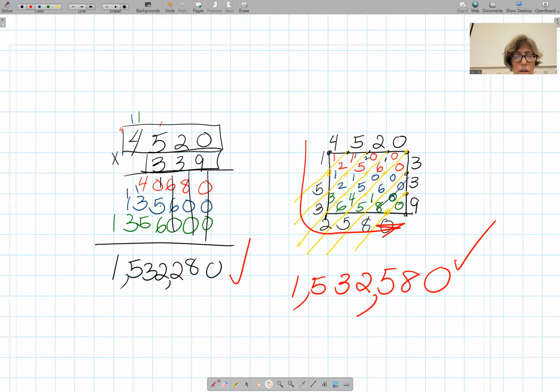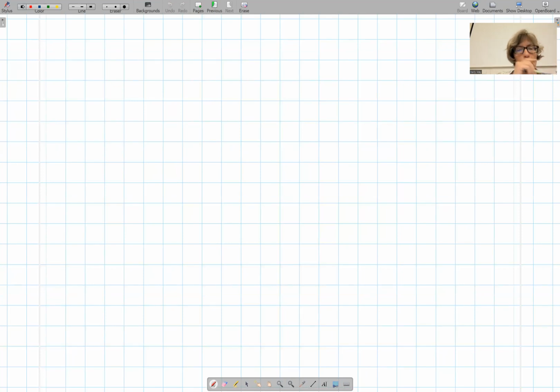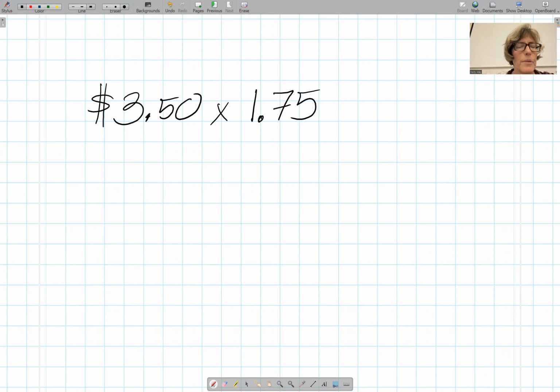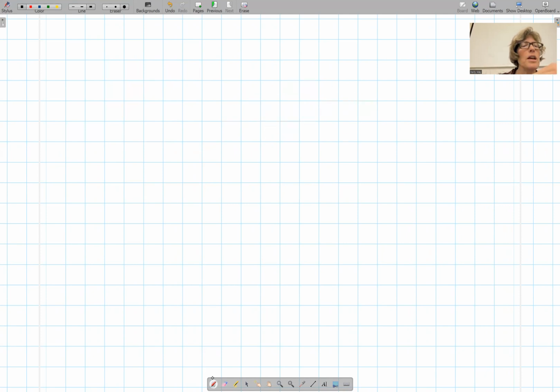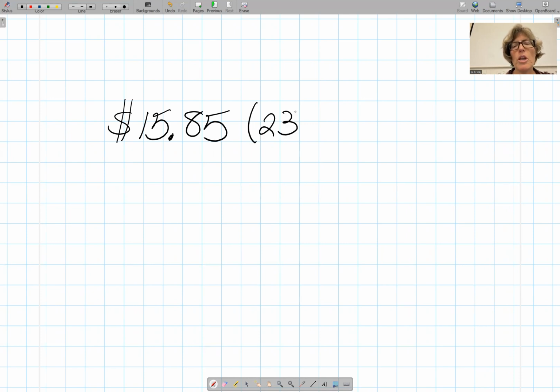Just lattice using decimals. Let's pretend we're using money. So I am doing $3.50, and I'm going to times it by 1.75. You know what? Let me do a single decimal first. So let's say I have $15.85 for a book, and I am purchasing 23 books. Now, the vast majority of you would be grabbing calculators for this. I'm going to show you how to do that without a calculator.